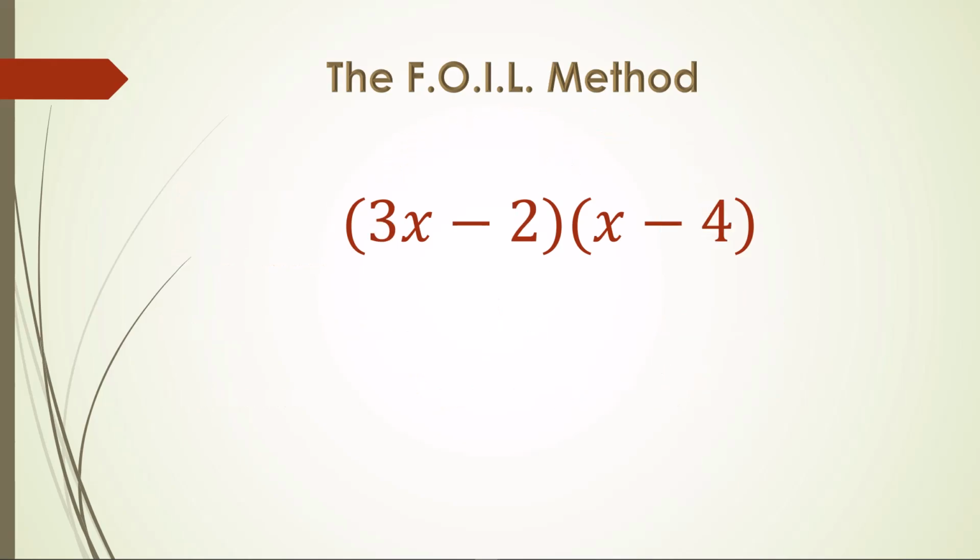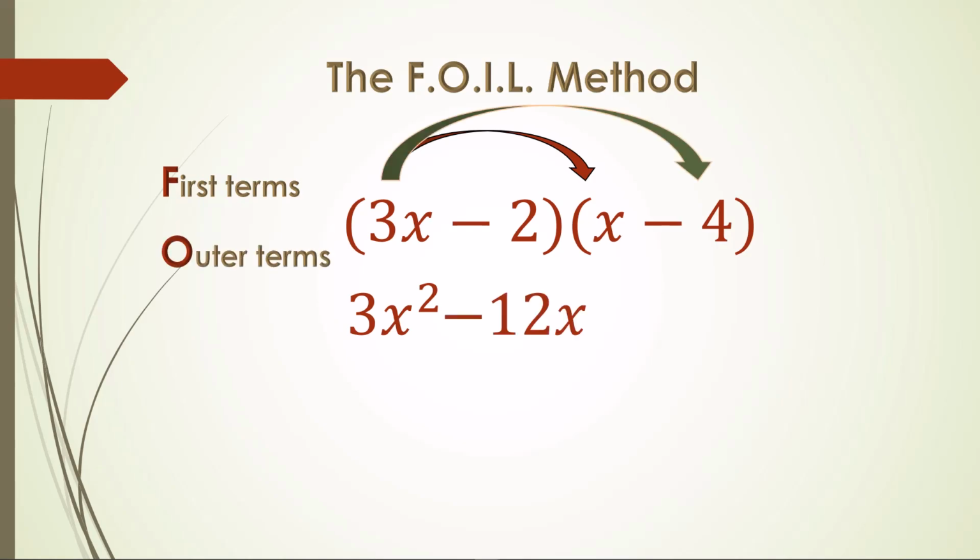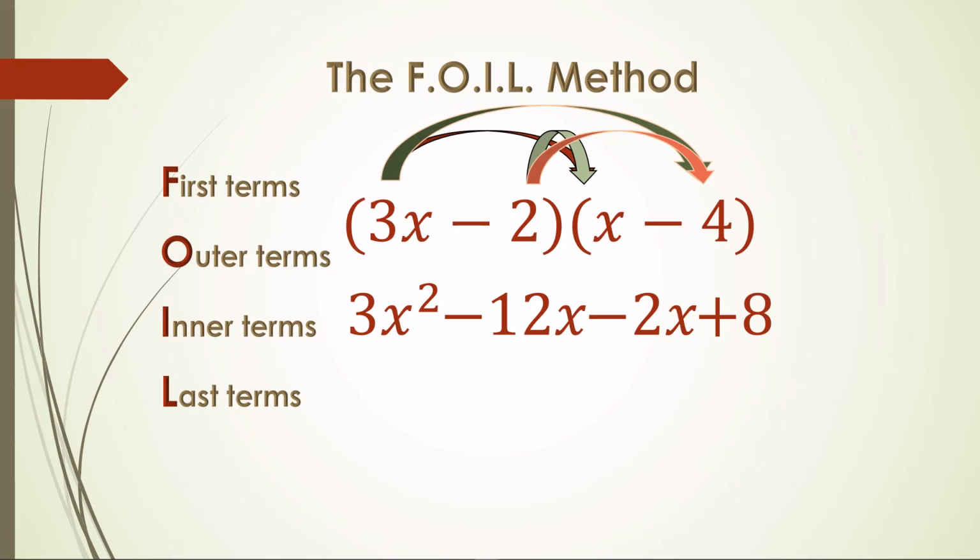Here is one with two subtraction binomials. We multiply the first terms, 3x and x, to equal 3x squared, the outer terms, 3x and negative 4, to equal negative 12x, the inner terms, negative 2 and x, to make negative 2x, and the last terms, negative 2 and negative 4, to equal positive 8. Combining the two middle terms, negative 12x and negative 2x, equals negative 14x, with the final trinomial resulting in 3x squared minus 14x plus 8.